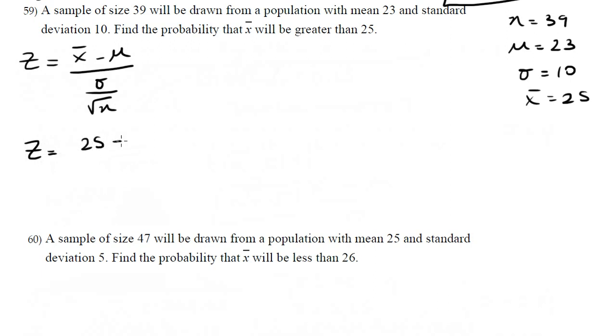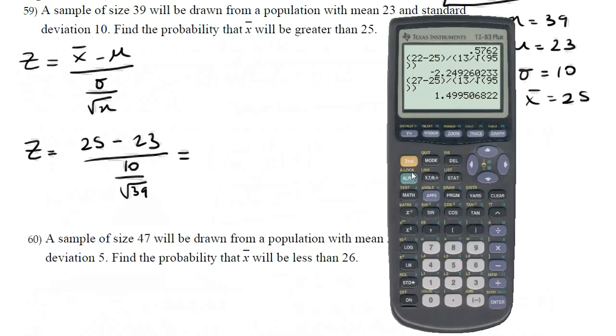So z is 25, that's our sample mean that we're interested in, minus the population mean over sigma divided by the square root of 39. Again, right in the calculator. I'll type it all in again this time so you can see it. So open 25 minus 23. I could just put 2 there because I know that's 2, right? Divided by, open parentheses, 10 divided by the square root, that opens another parentheses, square root of 39. Closing both. 1.248, which rounds to 1.25.